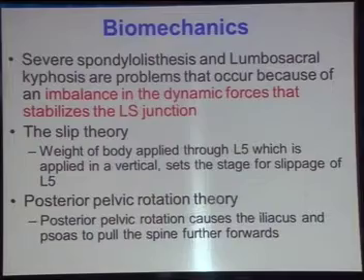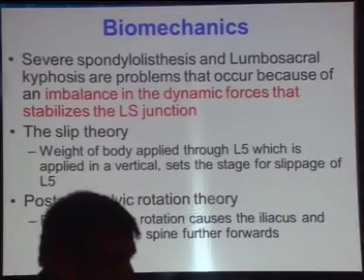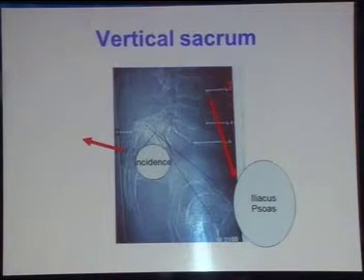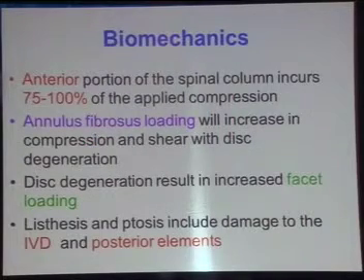So, depending on the imbalance in the forces over the lumbosacral junction, there are two theories put forward for the development of spondylolisthesis. One is the slip theory. That is, the weight of the body acting through L5 sets the stage for further slippage of L5 over S1. And the second is the pelvic retroversion theory, where the pelvis goes back, then the iliacus and psoas pull the body along with the spine forwards. And when the spine is loaded in this position, about 75% of the load is borne by the anterior aspect of the spine and only 25% by the posterior elements.